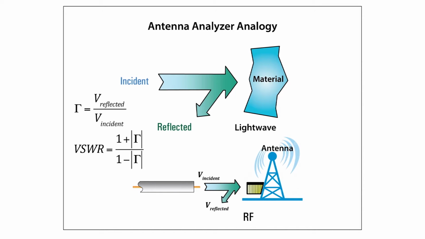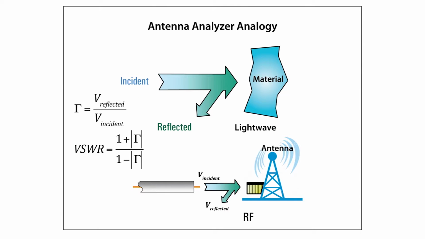Here we're focused on the reflections we observe from an antenna and not the transmitted signal. Once again, the ratio of the reflected signal to the incident signal is important and defines a reflection coefficient called gamma. The voltage standing wave ratio, or VSWR, can then be calculated from gamma.